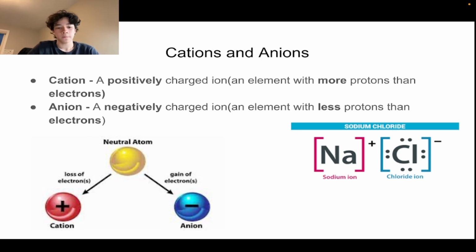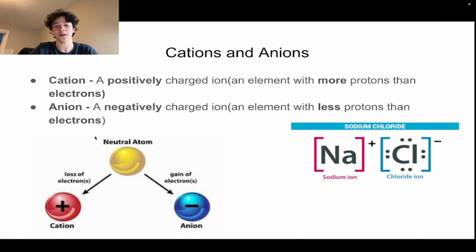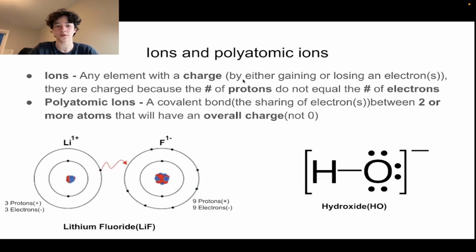As I was saying before, this is that little picture from earlier, and it talks about a cation and an anion. A cation is any positively charged ion. As you can see back here, lithium would be called a cation because it's positively charged. This means that there's more protons than electrons. So if we go back, this would have 3 protons and 2 electrons, so that would make it a cation.